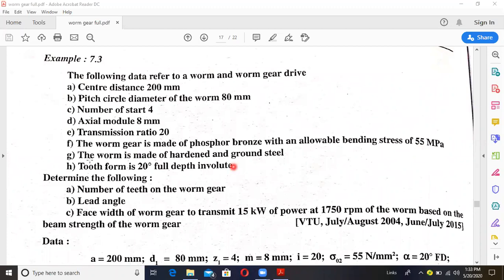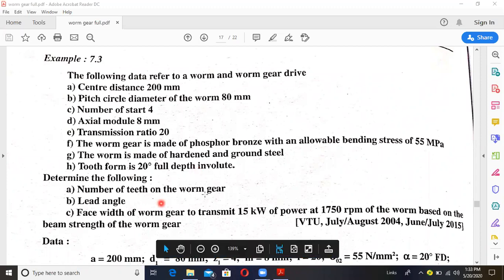Understood? Next, the worm is made up of hardened and ground steel, and the tooth form is 20-degree full depth. So these are the data, and we are going to calculate the number of teeth on the worm gear, lead angle, and the face width. They have given power is equal to 15 kilowatt and speed is equal to 1750 rpm. Then they told the rpm of the worm based upon the beam strength of the worm gear.